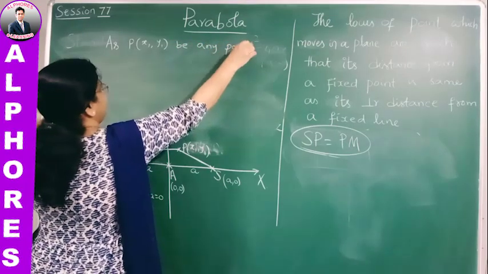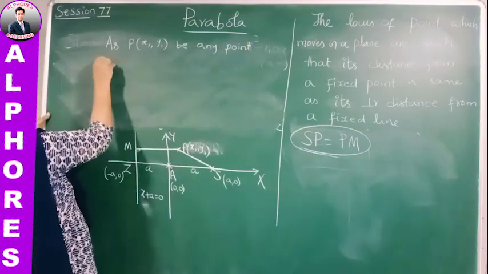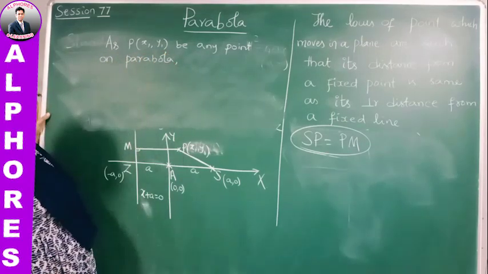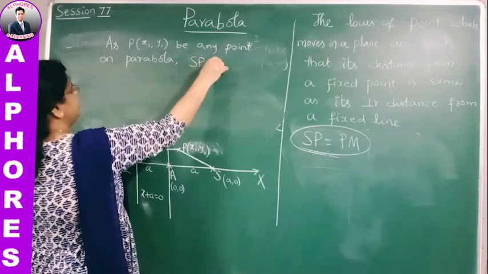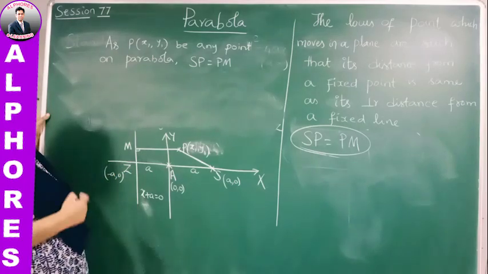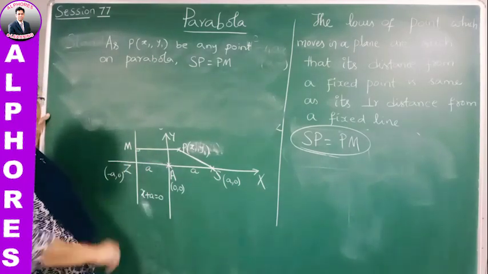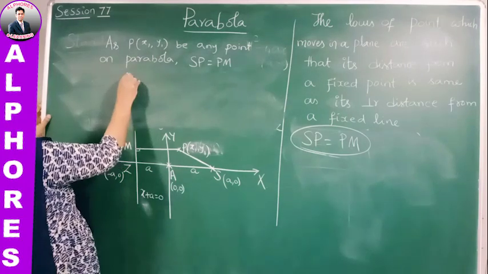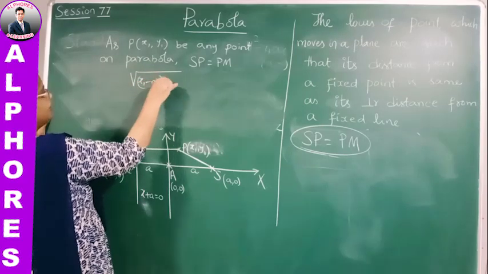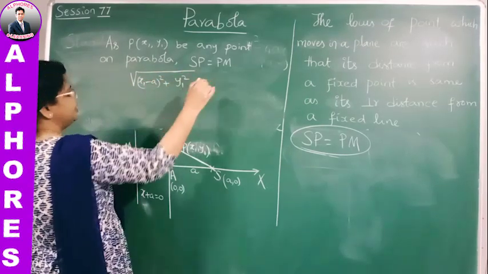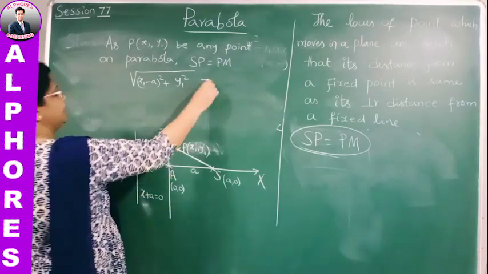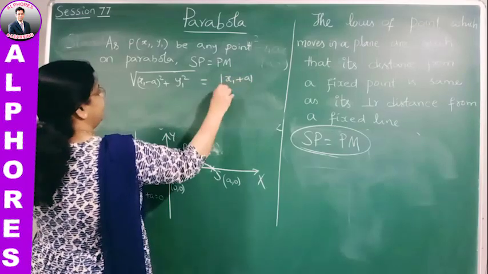Now the conic we are writing is a parabola, and P is any point on the parabola. Therefore our condition is SP equals PM. Now you know the coordinates of S and the equation of the directrix, so I can substitute directly in the formulae. SP is the square root of (x1 - a) whole squared plus y1 squared, and PM, the perpendicular distance from (x1, y1) onto the directrix, is the modulus of (x1 + a) divided by 1.